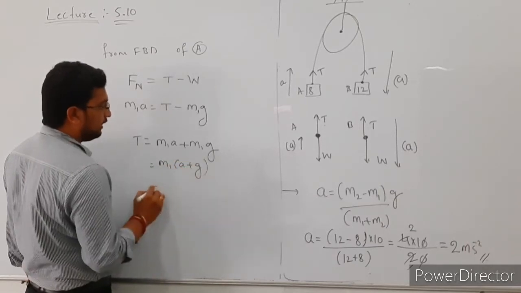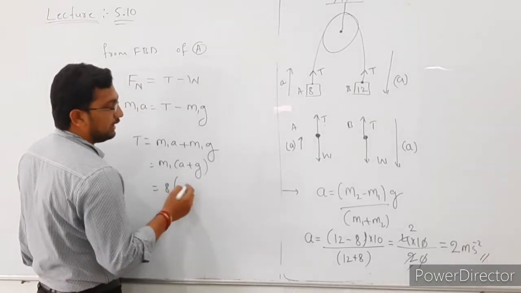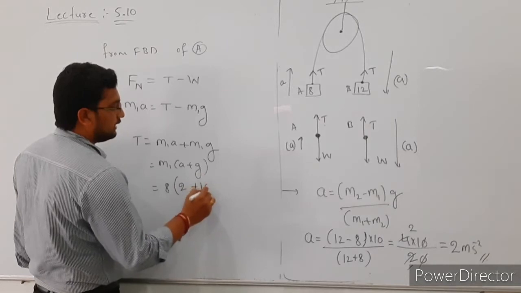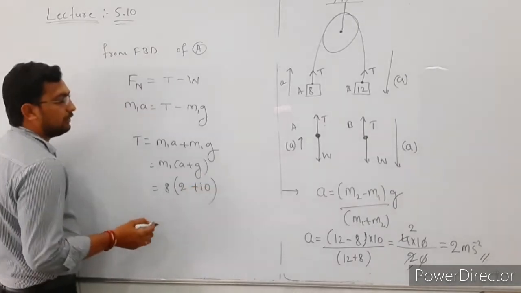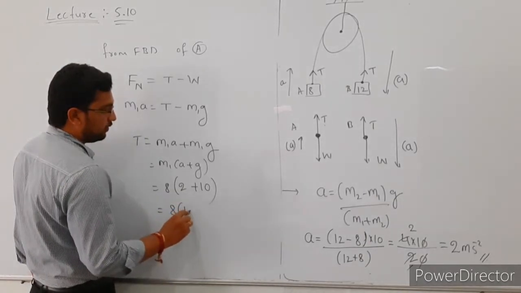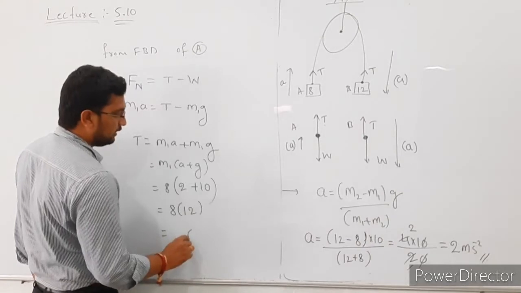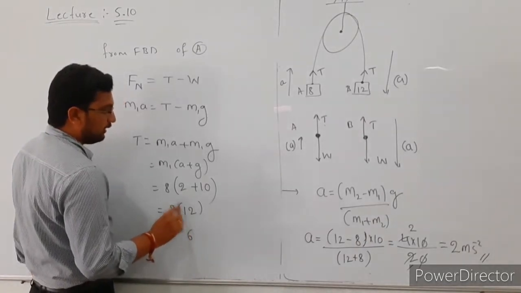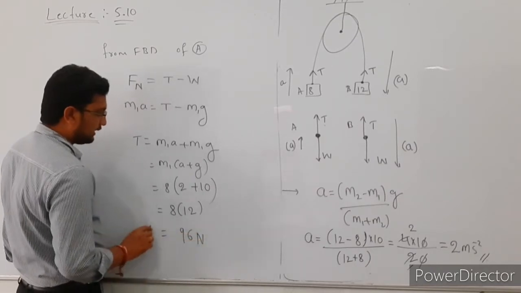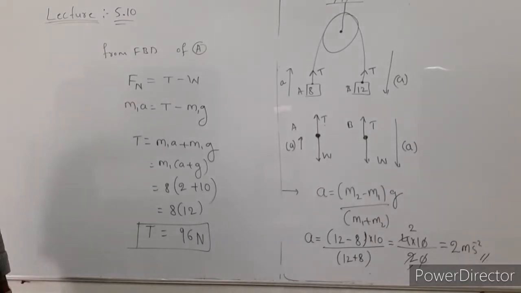Then substitute the values here. The m1 value is 8, and the acceleration value is 2 meter per second square, plus the acceleration due to gravity, which is 10. So this is equal to 8 times 12. 8 into 12 is 96. So the tension inside the string is 96.